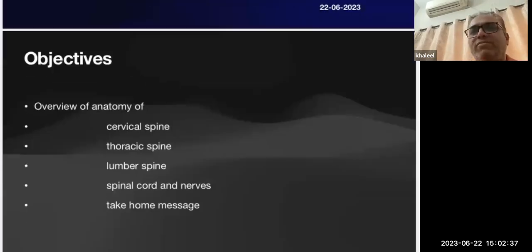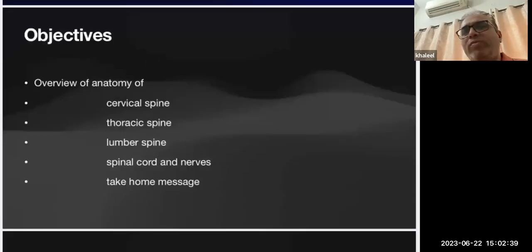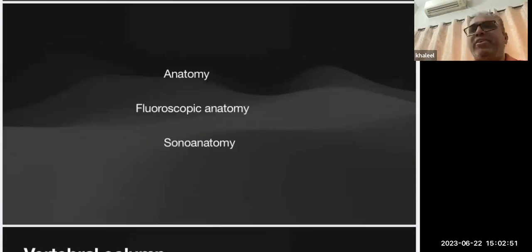So the objectives of today's session are the overview of the anatomy of the cervical spine, thoracic spine, lumbar spine, spinal cord and nerves. When we come to the anatomy, being a pain physician, we divide the anatomy into basic anatomy, fluoroscopic anatomy, and the sonoanatomy. To become a master in the fluoroscopic anatomy and the sonoanatomy, we must know the basic anatomy. Then we will be able to identify our structure on the fluoroscope as well as the ultrasound.